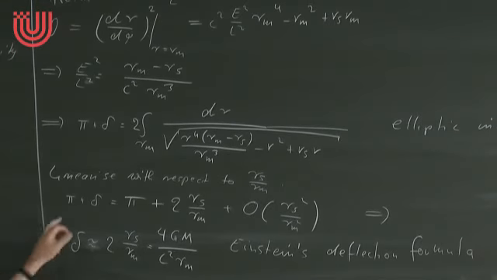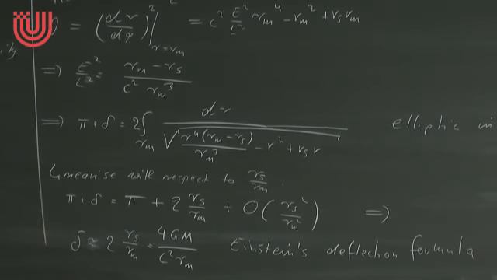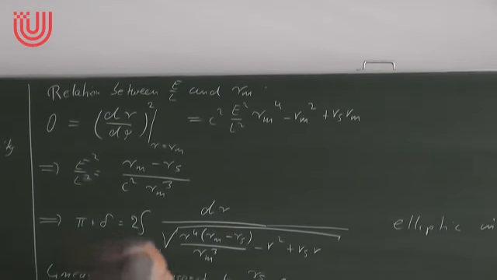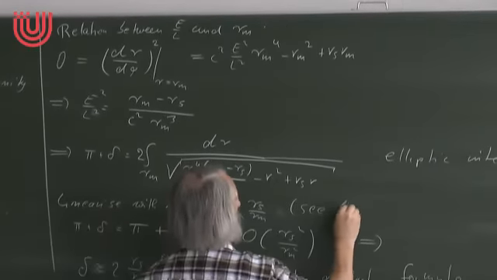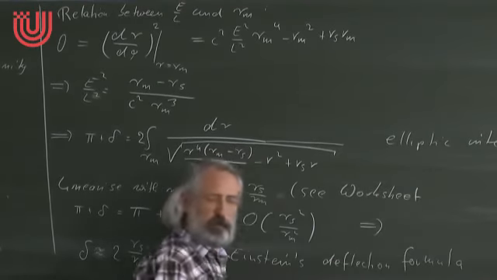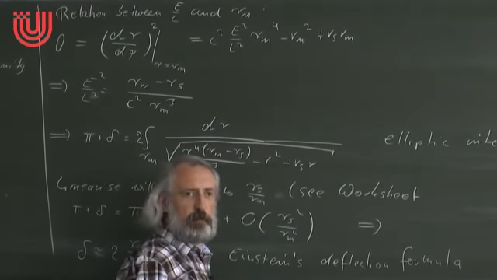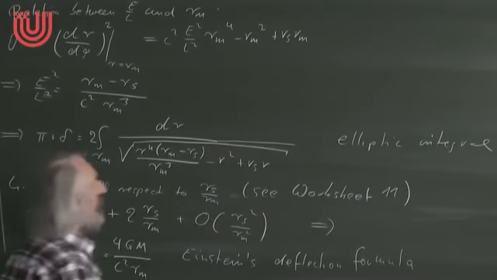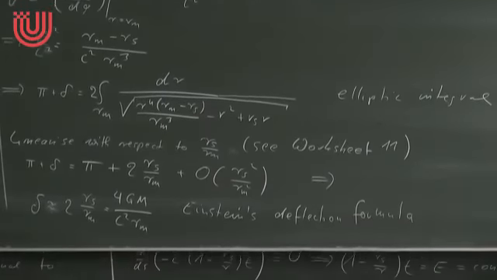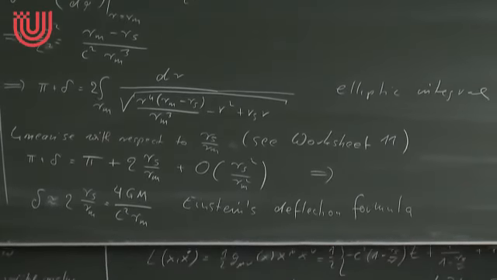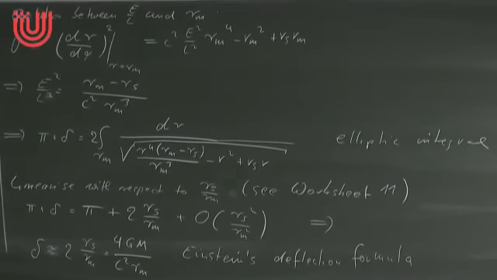And actually this linearization can easily be done. I will not do it here on the board. So this will be one of the problems you could do on the worksheet. What's the next one? 10 or 11? 11, I think, right? We have already done 10, so it would be 11. So you can play around a little bit with these integrals, do a Taylor expansion, and then produce the Einstein formula.